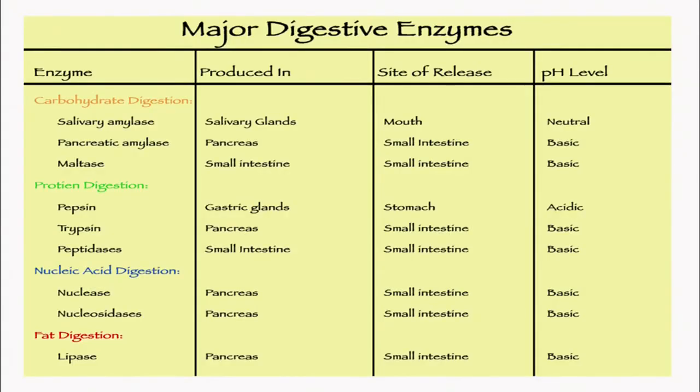This is a summary of the enzymes, where they are produced, their site of release and the pH which is required for the activity of those enzymes, which I have already discussed with you. Except for the stomach, at all other places you can see that the pH required for the activity of the enzyme is all basic.